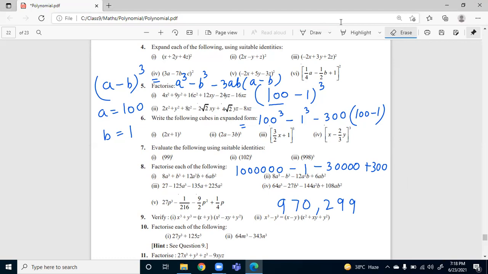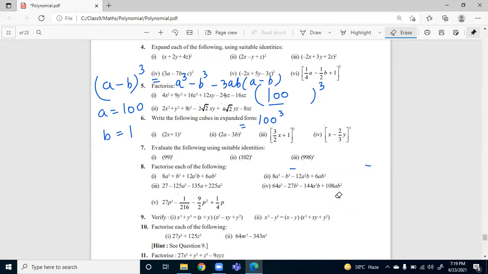Okay, so let's try the second part. What is the way you should use for the second part, or how should you break it? Any ideas? Ma'am, it will be 2a cube. And ma'am, we have to use that formula.